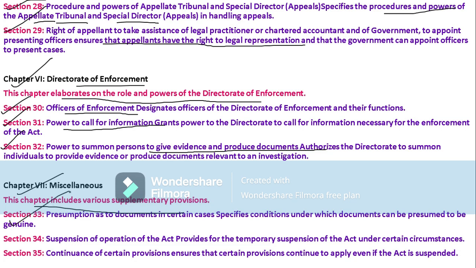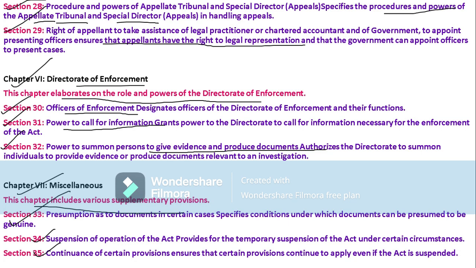Section 33 deals with presumption as to documents in certain cases. Next, suspension of operation of the Act, sections 34 and 35: continuance of certain provisions ensures that certain provisions continue to apply even if the Act is suspended. All these talk about the continuity or suspension of the Act regarding those contraventions. If they want to continue some operations of the Act they can continue, or if they want to suspend they can suspend.